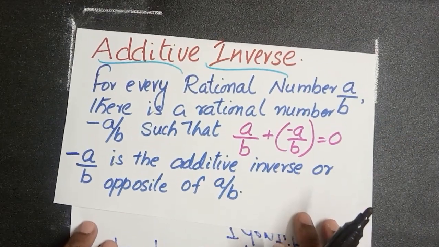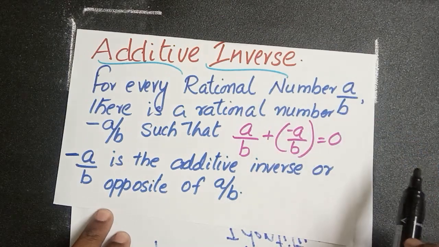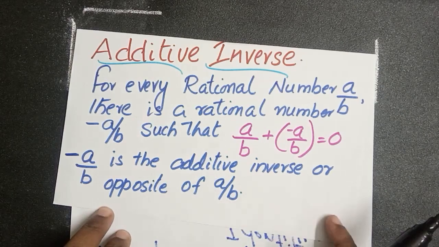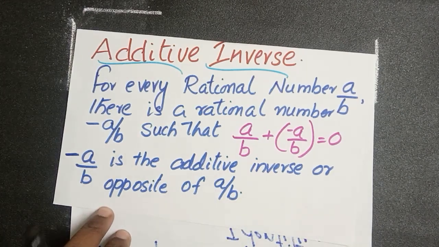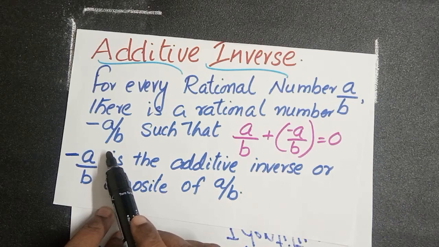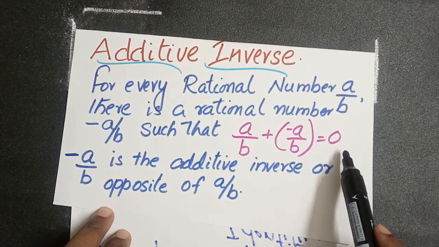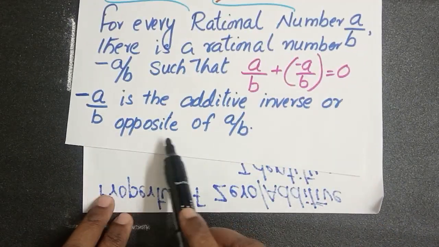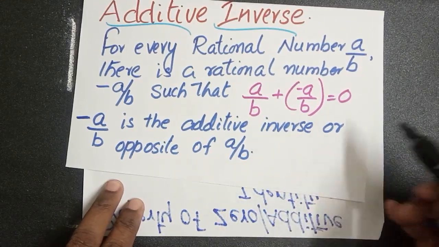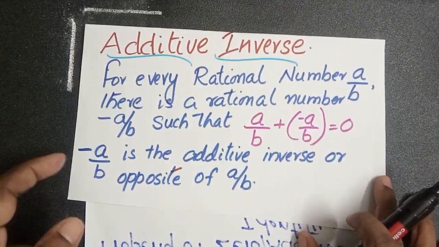Now another property is additive inverse. Additive inverse is also called opposite. If you take any rational number, you can find its opposite by changing its sign. That is, for every rational number a by b, there is a rational number minus a by b such that a by b plus minus a by b is equal to 0. So minus a by b is the additive inverse of a by b, or it is the opposite of a by b. So additive inverse is also called opposite.